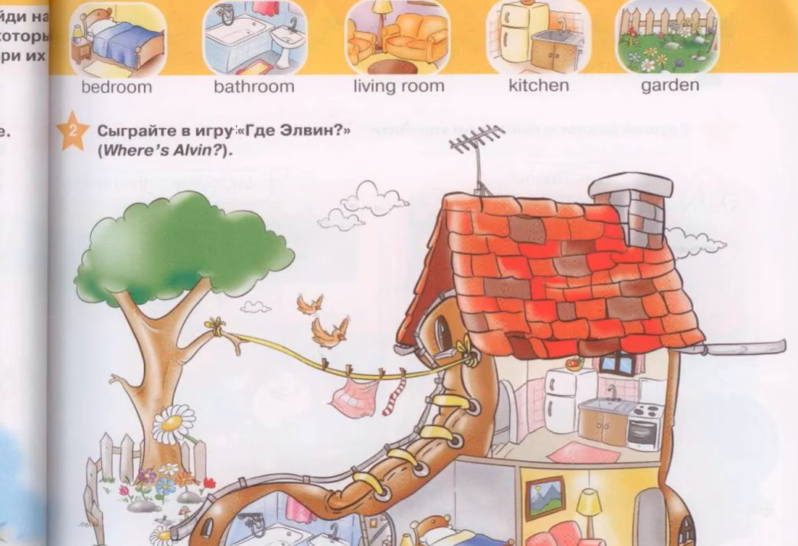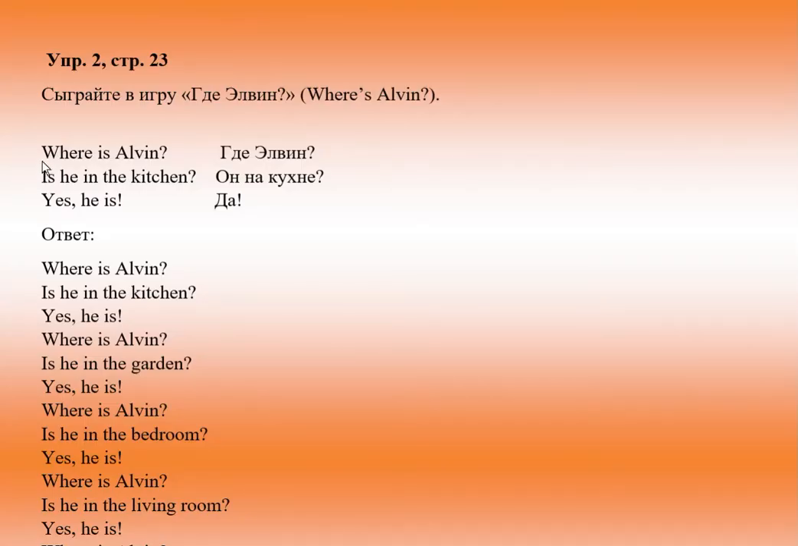Boys and girls, open your books, please. Page number 23. Exercise number 2. Play the game Where is Elvin? Where is Elvin? Is he in the kitchen?